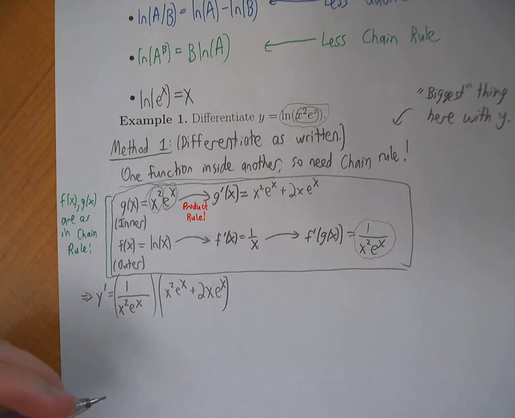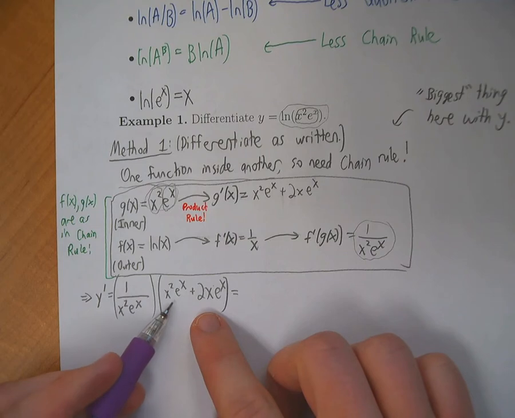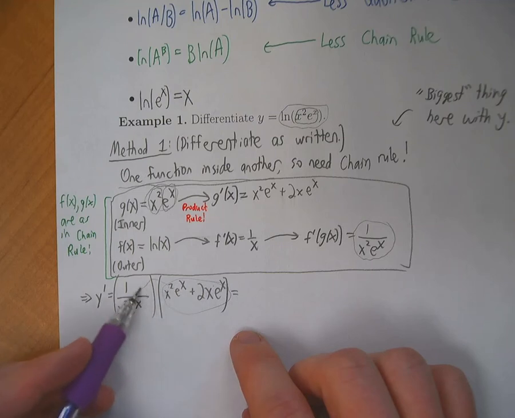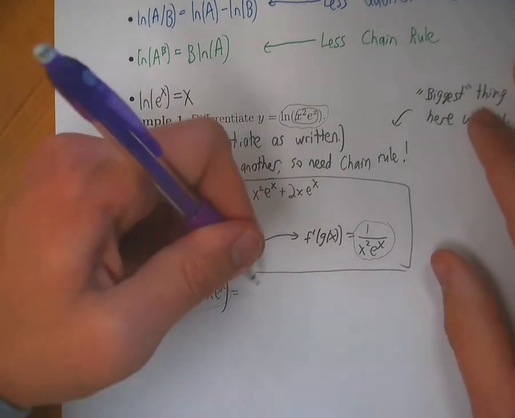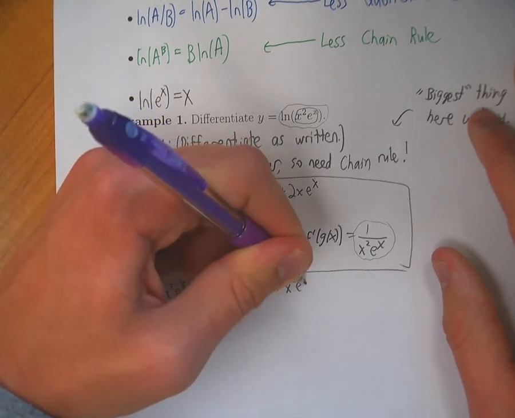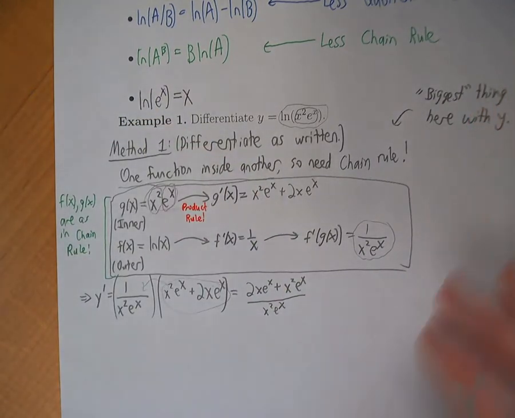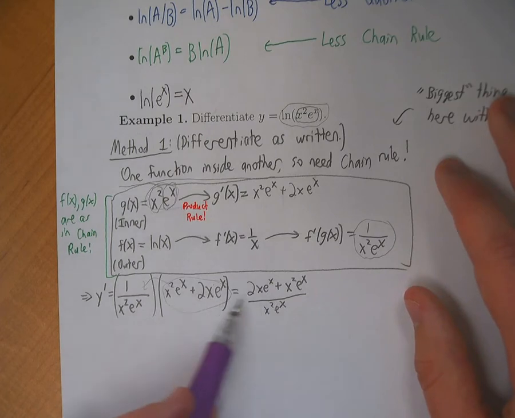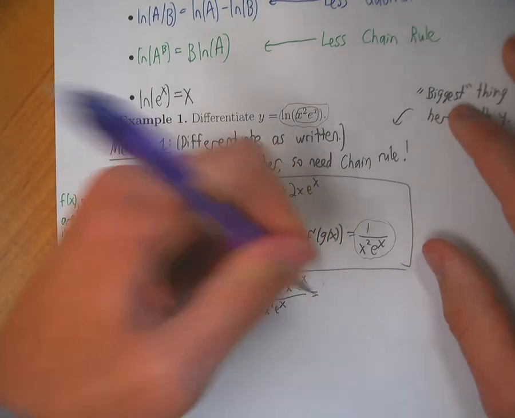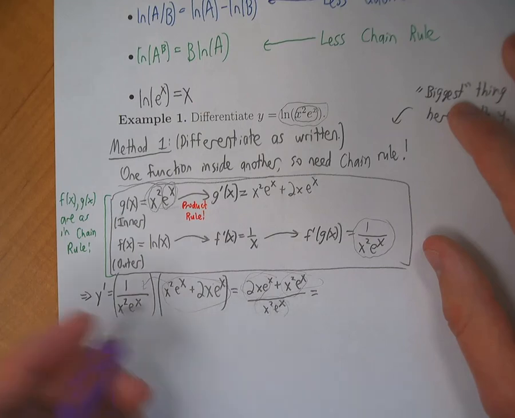Okay? So we have that, which is good. I'm going to rewrite this a little bit differently. If we put this g prime of x on the numerator, I'm going to write this as 2 times x times e to the x plus x squared e to the x, and then all over x squared e to the x. Even though these two are the same, I'm just rewriting this slightly differently, and you'll see why in a second. What you'll notice is that these two expressions on the numerator both share the common denominator of x squared e to the x.